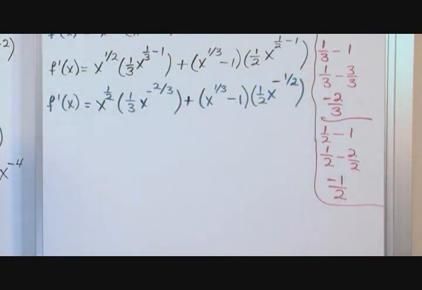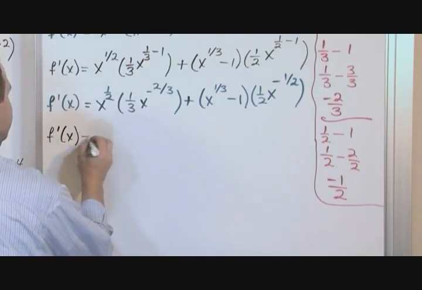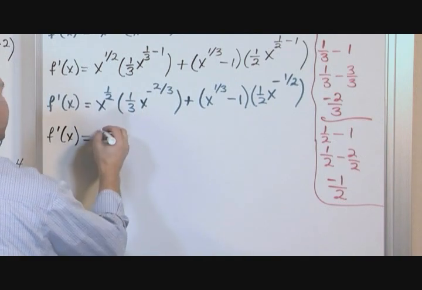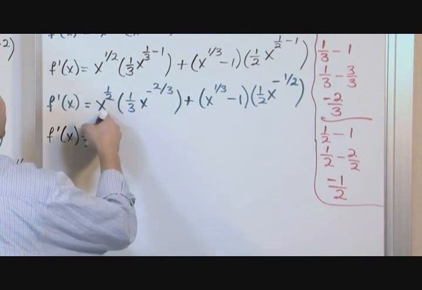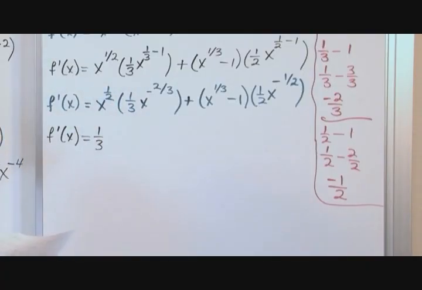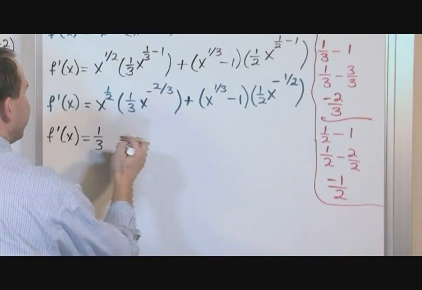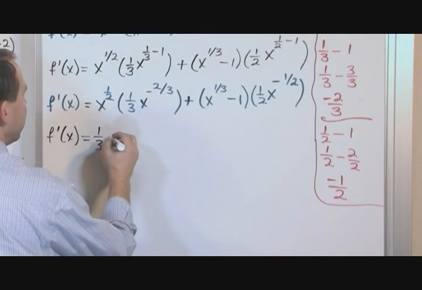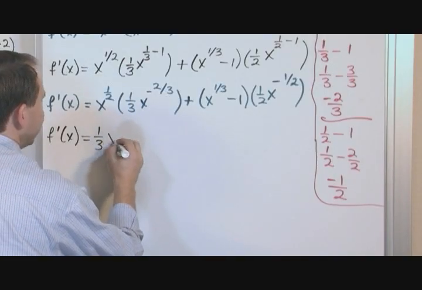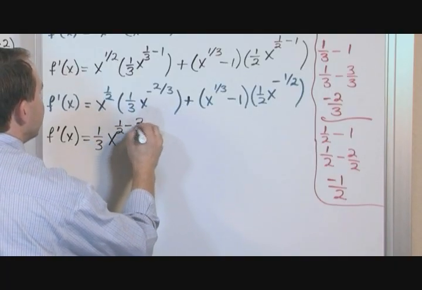All right, let me switch colors back. And now we get to do a little more simplification. F prime of x, because we have a 1/3, I'm going to put that in front, 1/3. Now we have an x to the 1/2 plus this. And here's where it gets fun, because what you have is 1/2 minus 2/3. So because you have to add the exponent, let's just be explicit about it. X to the 1/2 minus 2/3.